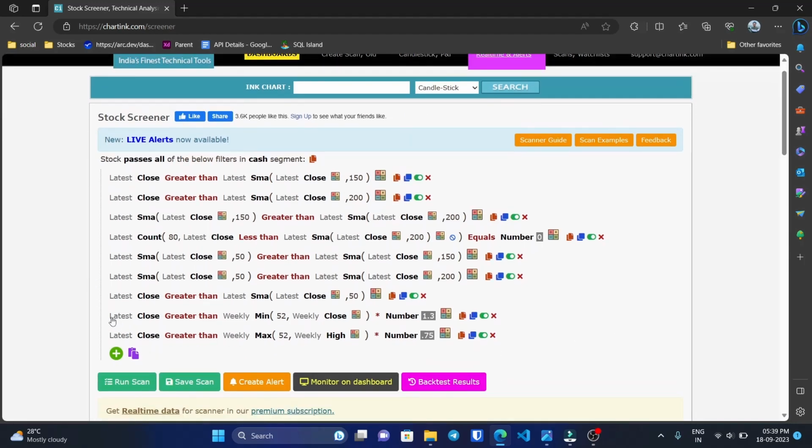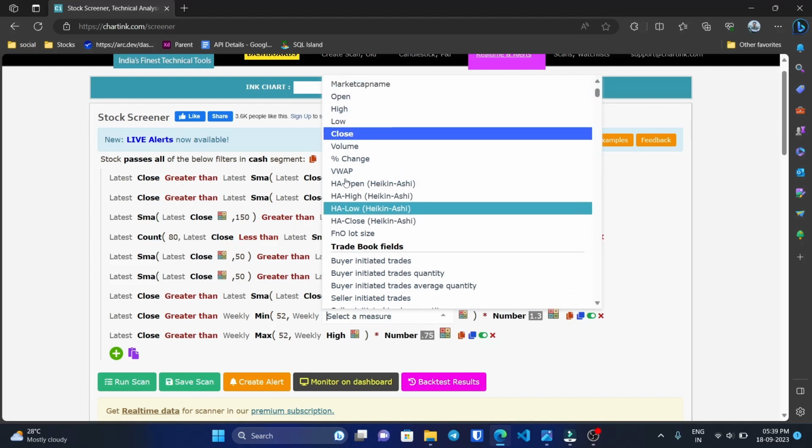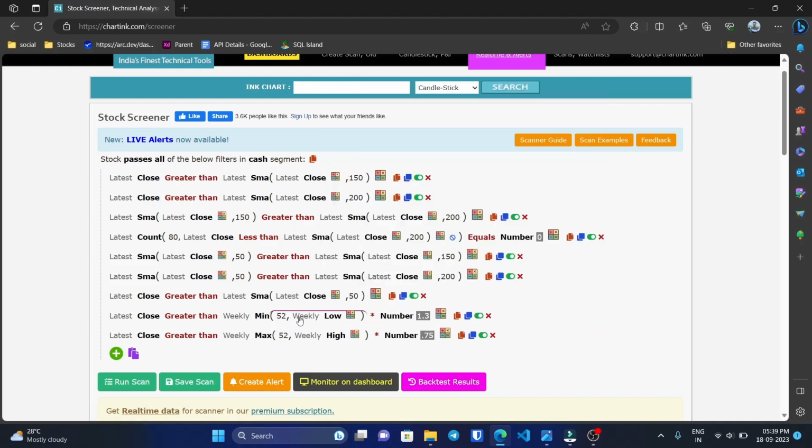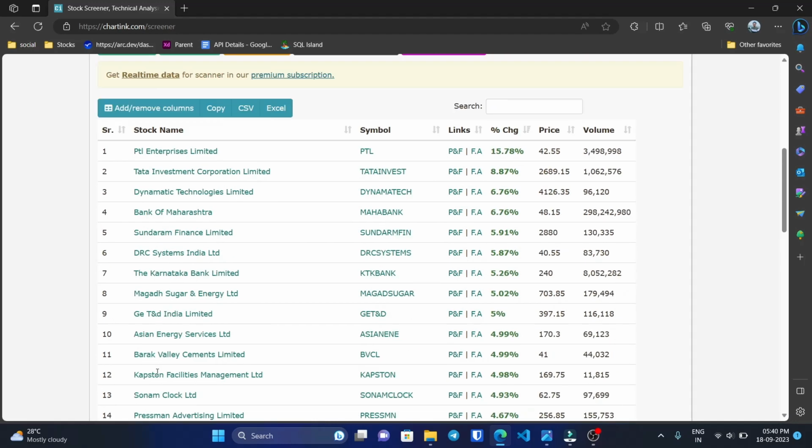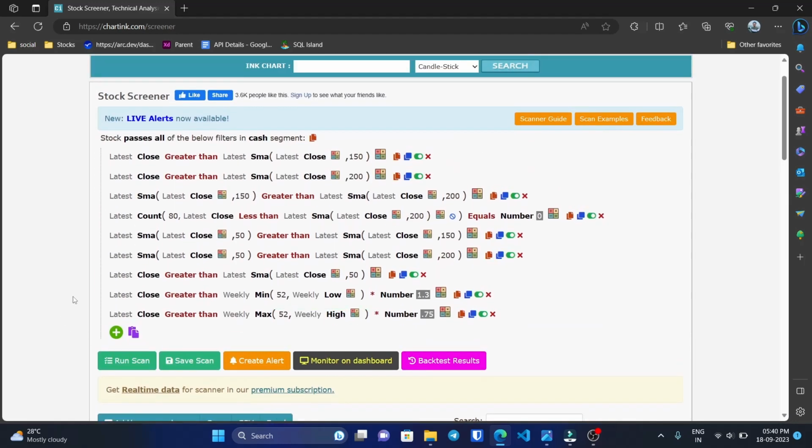In our sixth filter, that is the current close should be at least 30% above the 52-week low, we need to change here from close to low. That's a mistake actually. So we need to change from close to low here. Then we can scan again. Now it's around 499 stocks.